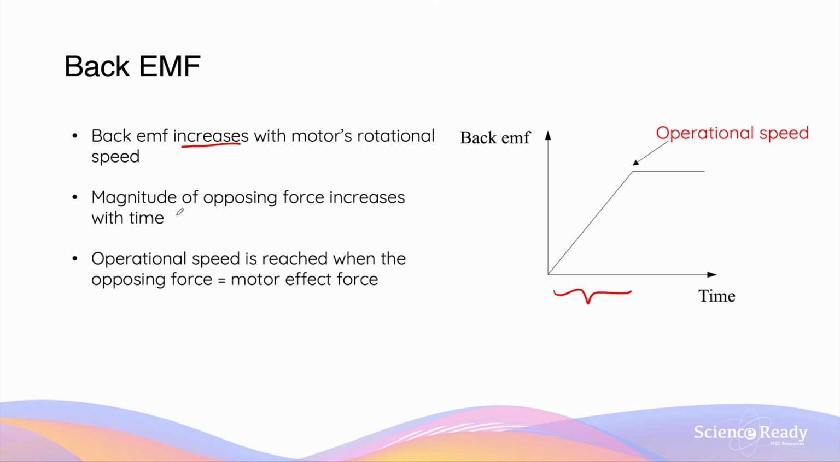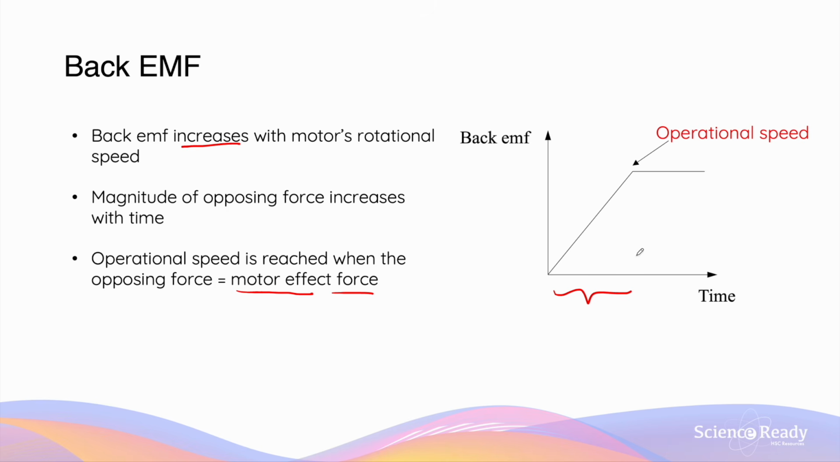The back EMF will, like we said, due to Lenz's law, produce an opposing force. The magnitude of this opposing force is proportional to the induced current, so that will also increase with the rotational speed and time. The operational speed is the constant speed at which the motor is usually operating. This speed is reached when the opposing force due to the back EMF balances, or equals, the magnitude of the motor effect force, which provided the torque for the rotation of the motor in the first place.